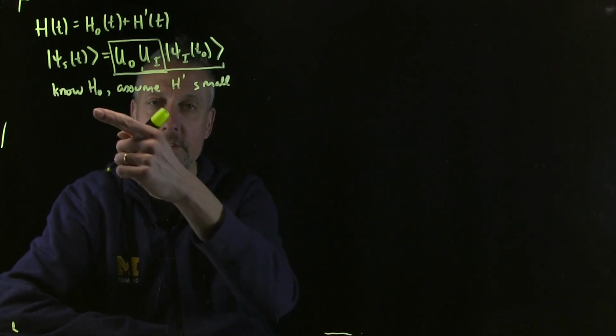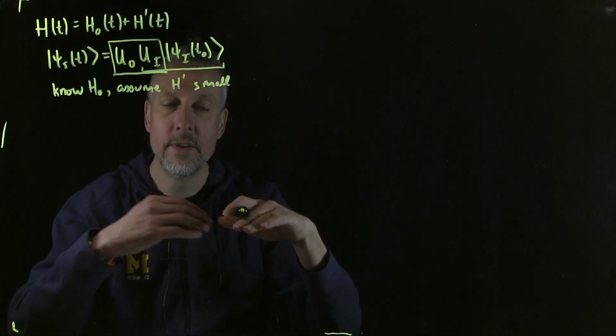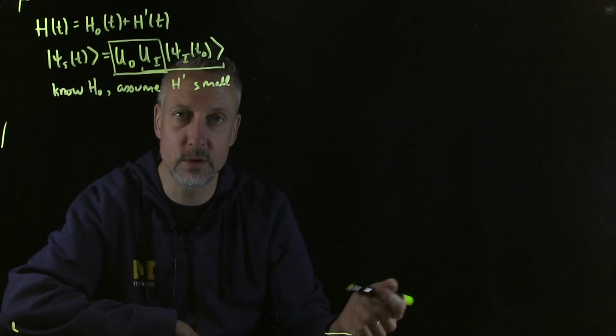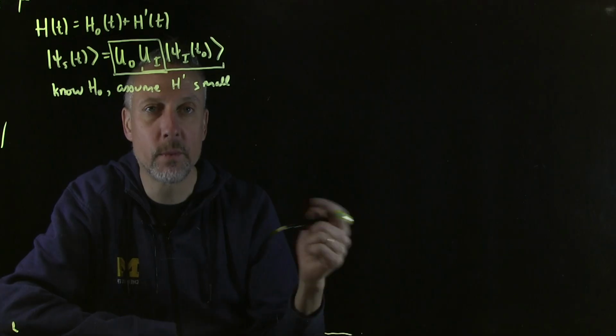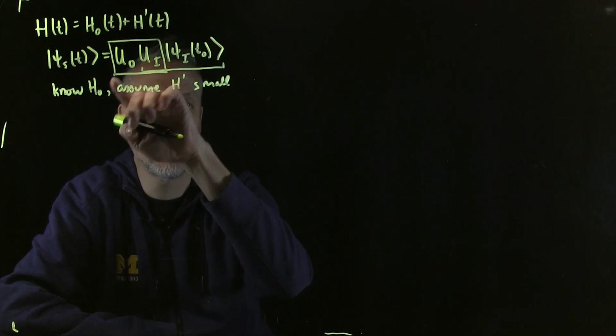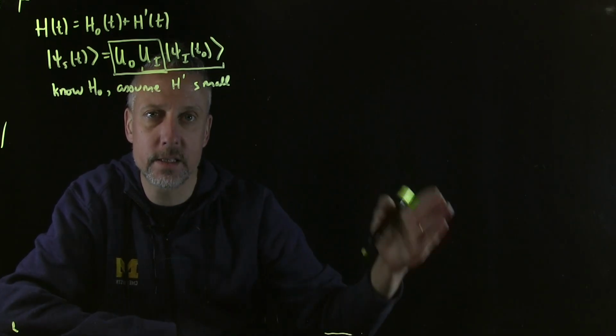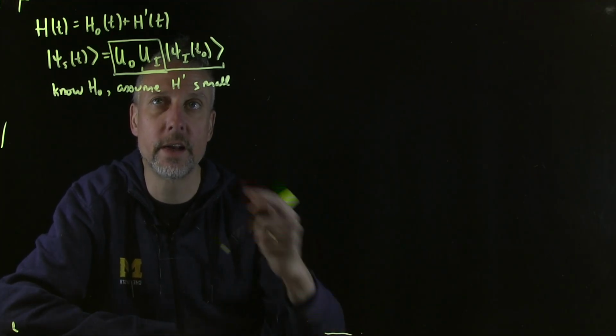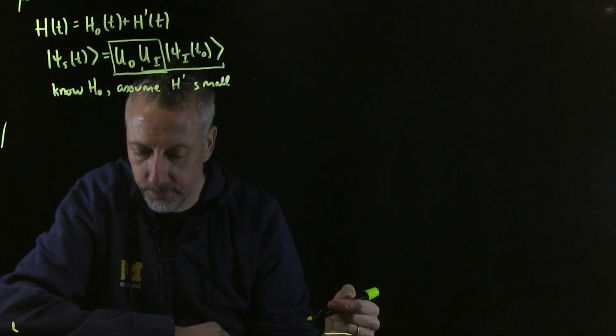If you want to think of H0 as a bunch of energy levels, then the change in energy you would get from H primed is much less than the energy difference between two levels, for example. Then what we're going to do is keep U0 intact and then expand perturbatively in a series and then truncate, so perturbatively, the Ui part.